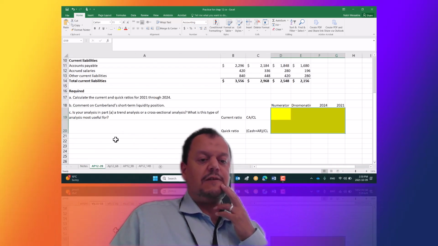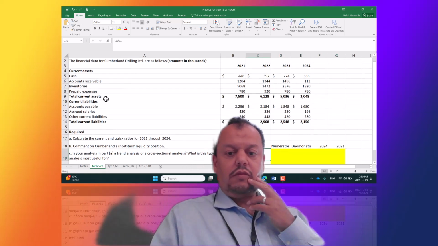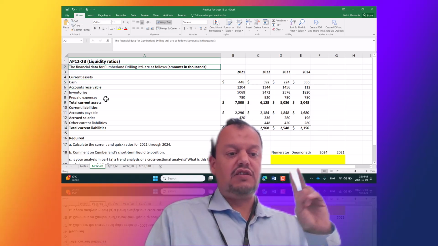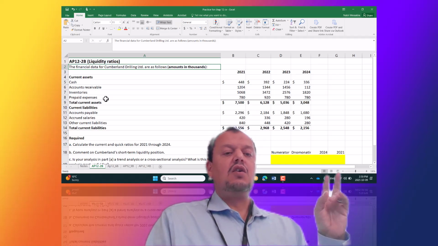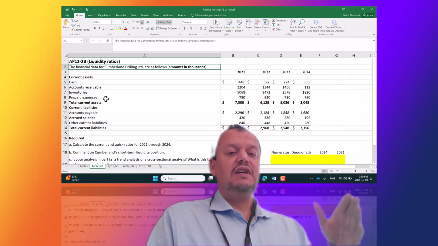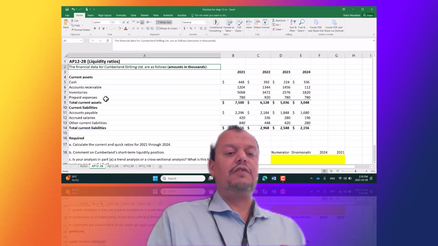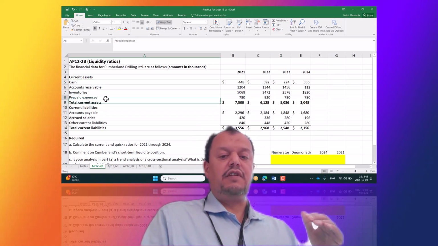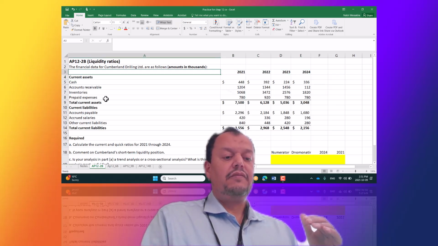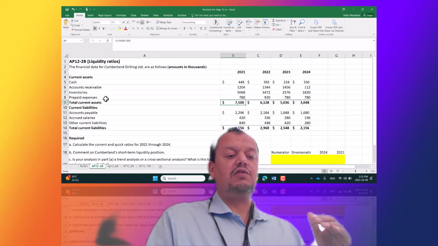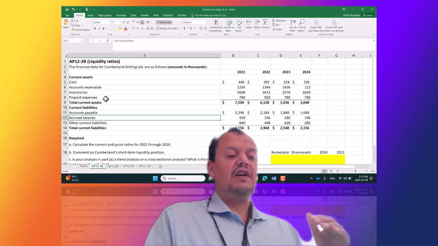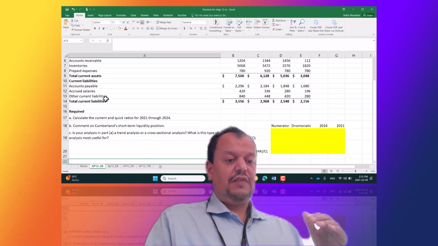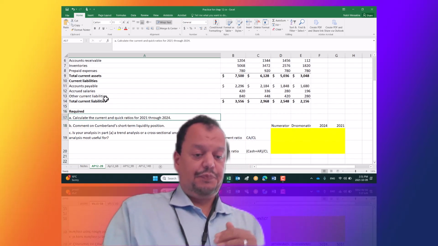First practice on this. I have a company. This is for a single company, it is not about comparing two companies. This is cross-time comparison, which means the same company over time. These are some elements of the financial statement for the years 21, 22, 23, 24: cash, account receivable, inventory, prepaid expense, total current assets, and then elements of current liabilities: account payable, accrued salaries, other current liabilities.